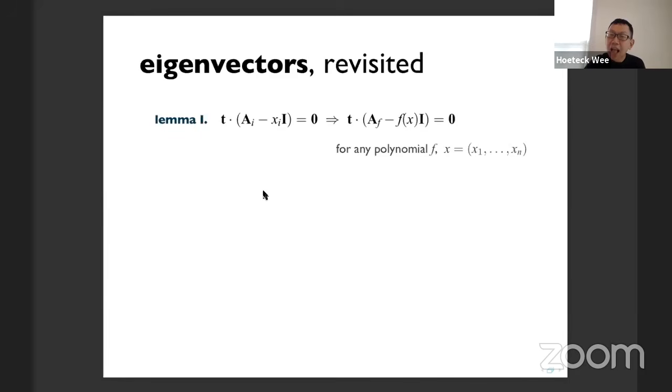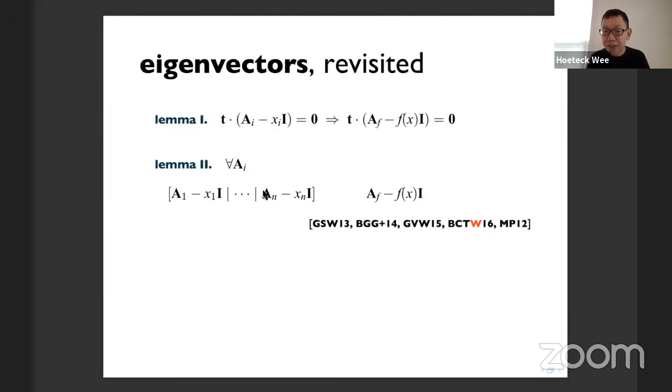In what sense? This is a statement about matrices A1 to An that share the same eigenvector t. I want a generalization of this statement that does not talk about eigenvectors. I want a generalization that applies to any matrices A1 up to An. Why is this useful? Let's just try to generate this statement. What could this statement potentially look like? There's no t anymore.